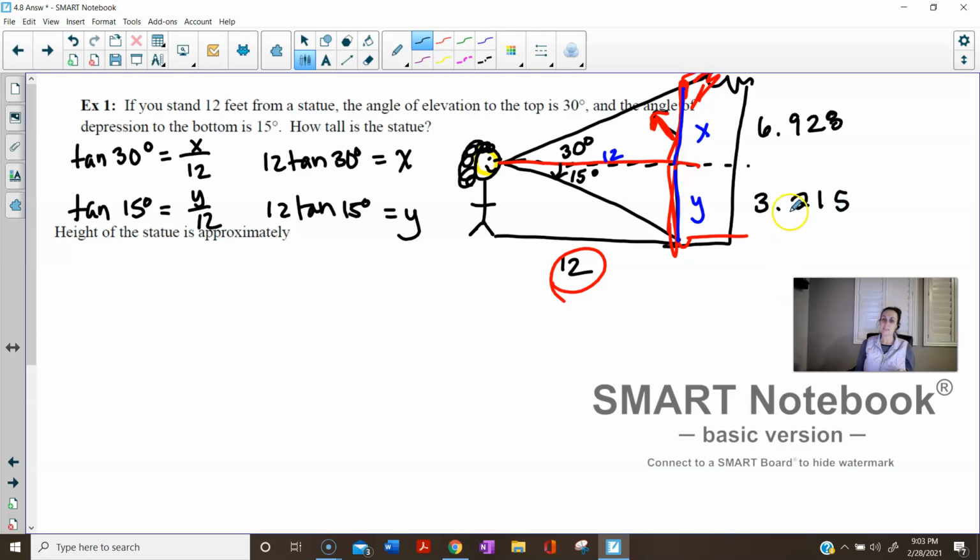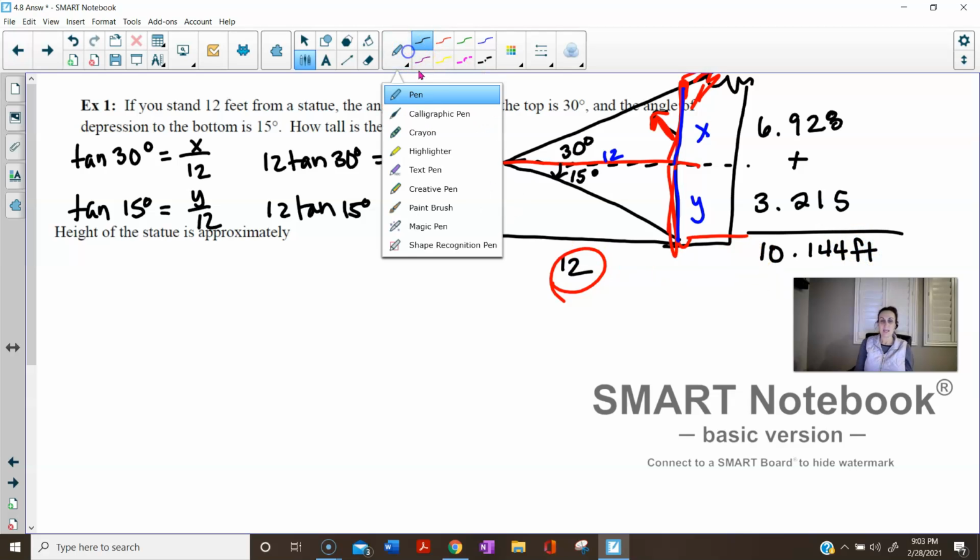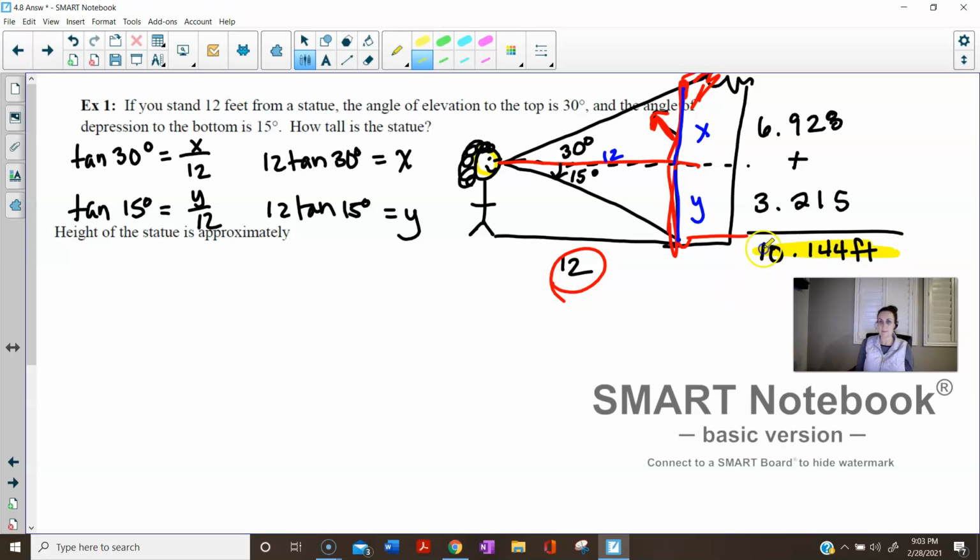And so you can see how tall this statue is. We're just going to add these two heights, and the height of the statue is, on your calculator, you can do plus and then arrow up and grab the 6.928. And you're going to get 10.144 feet. And that is how tall your statue is. Again, my picture wasn't drawn really great because this height should be almost twice as tall as that height. So, disclaimer, picture not drawn to scale.